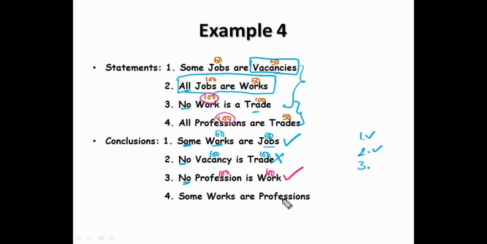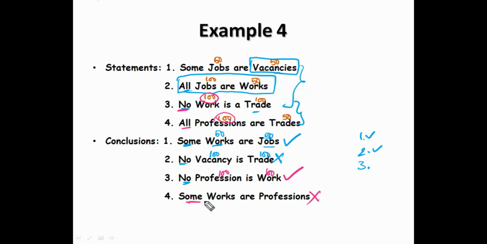Fourth, some works are professions. Some works are professions. Work and profession. Again, these two only. Third and fourth. So it's a negative and it is positive. If we combine these two, result must be negative but given positive. That's why it is not follows.